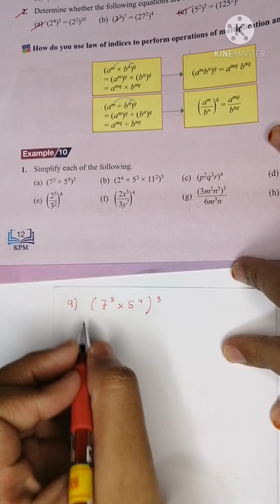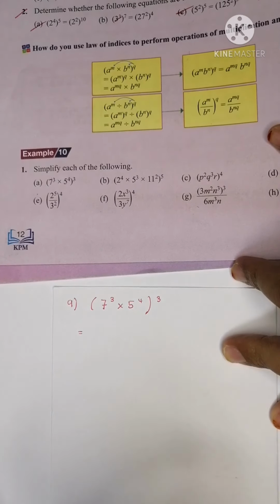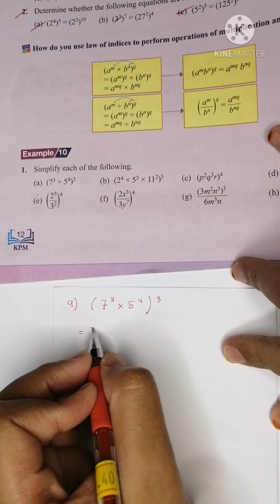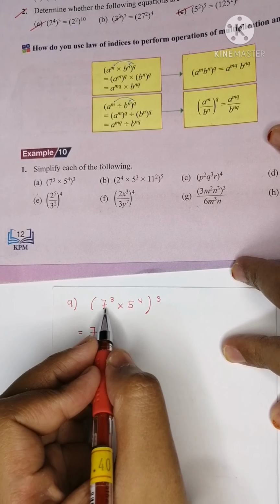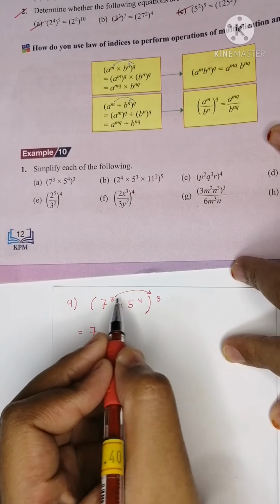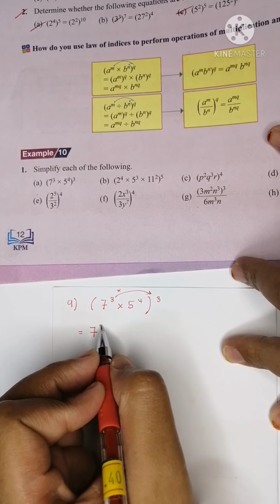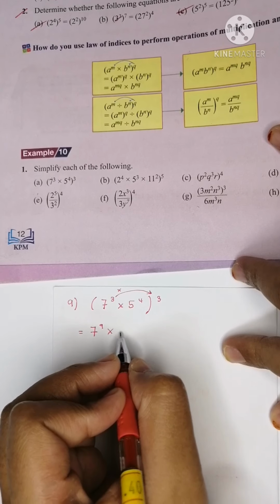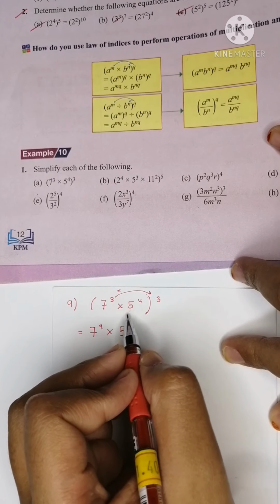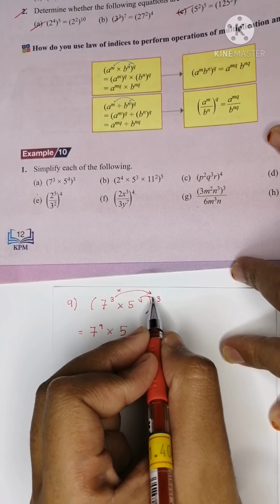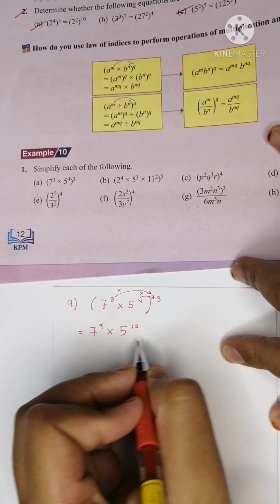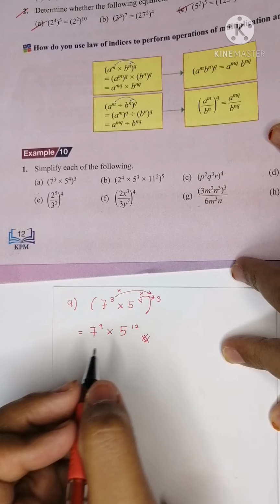How do you solve this one? The way is you write the base, which is 7, and then the power you need to multiply by this one. 3 times 3, then you get 9. And then multiply with 5, which is the base, and the power of the base 5 you need to multiply by 3 also. 4 times 3, 12. So like this. That's it. That is the answer.